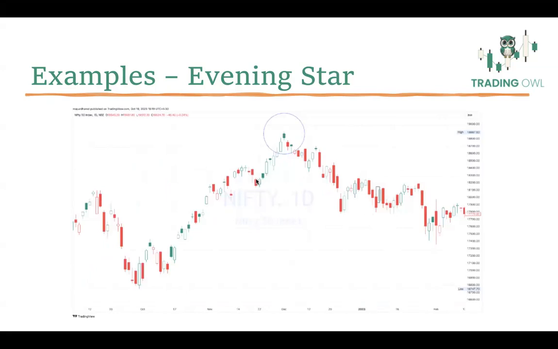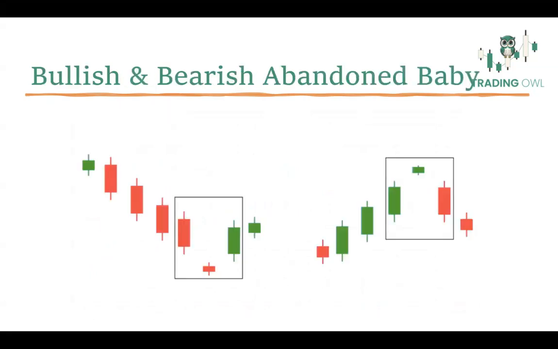This is Nifty on a daily where there's a nice strong rally. There's an indecisive candle at the peak, and after that there is a bearish candle and the trend goes down. Let's come to the second one, that is called the bullish abandoned baby and the bearish abandoned baby. It's also called the island reversal.